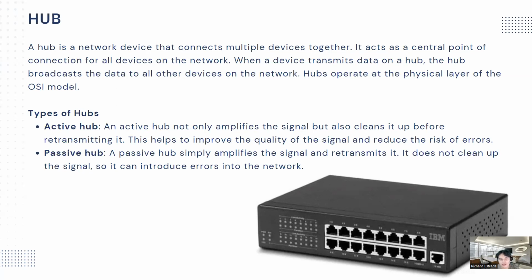So the active hub is a hub that not only amplifies the signal, but also cleans it up before retransmitting, while the passive hub amplifies the signal and retransmits it. So it does not clean up the signal, so it can introduce errors into the network. So active helps the quality of the signal and reduces the risk of errors.